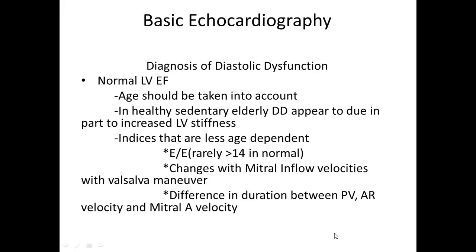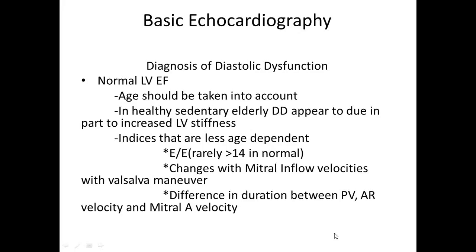Another important parameter that we use is the tricuspid regurgitation velocity, because if you think about it, as the diastolic dysfunction gets more severe with elevated left atrial pressure, you're going to have some amount of tricuspid regurgitation. So a tricuspid regurgitation velocity greater than 2.8 meters per second is suggestive of elevated left atrial pressure.